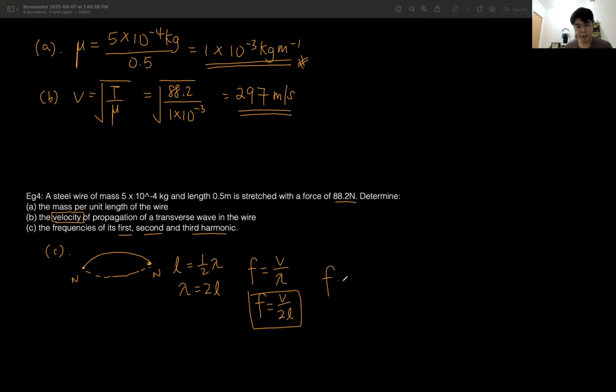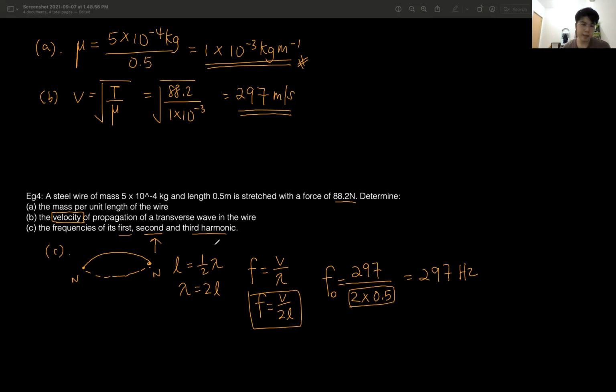So f equals the speed you already got, 297 divided by 2 times 0.5, the length of the wire. And this is actually the fundamental mode. So we have the fundamental frequency equals 297 hertz, because here you get 1, right? So over 1 is the same. So the first harmonic or the fundamental is 297 hertz.